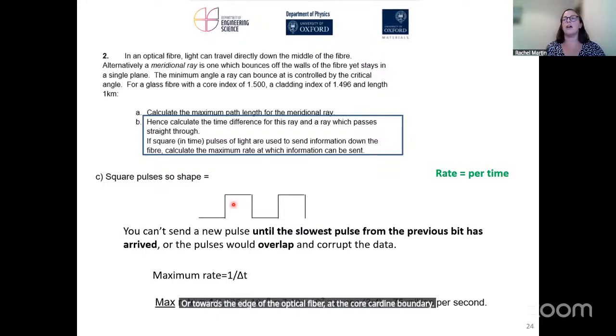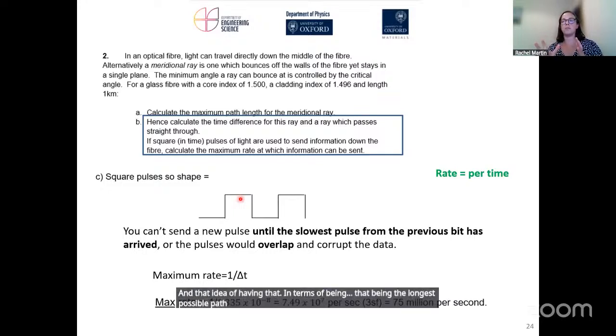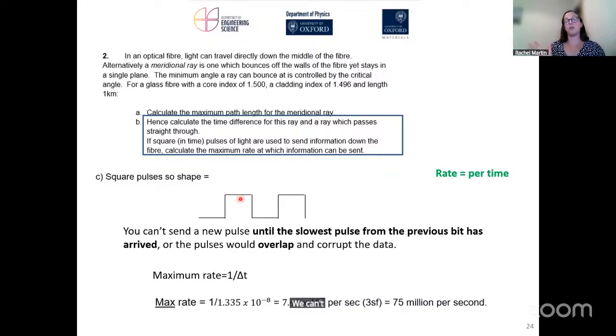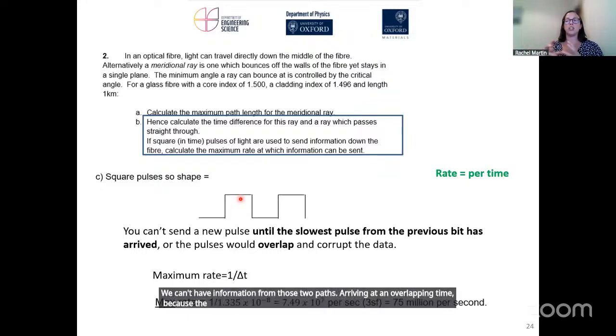And that idea of having that in terms of being the longest possible path. So those are the two extremes. We can't have information from those two paths arriving at an overlapping time, because the information then won't be clear. Okay, the data will be corrupted.